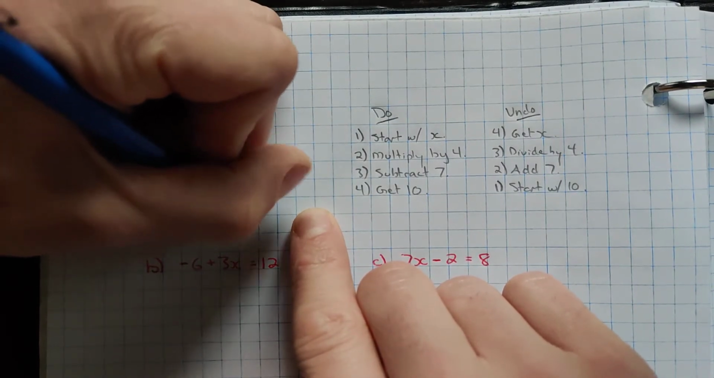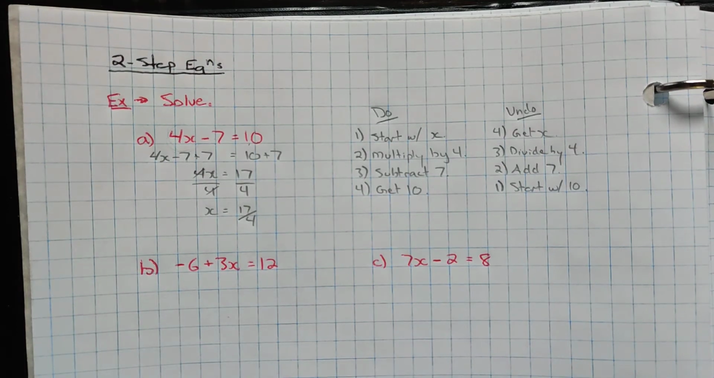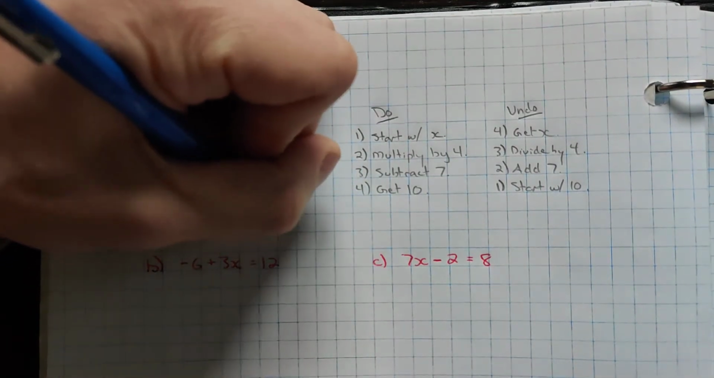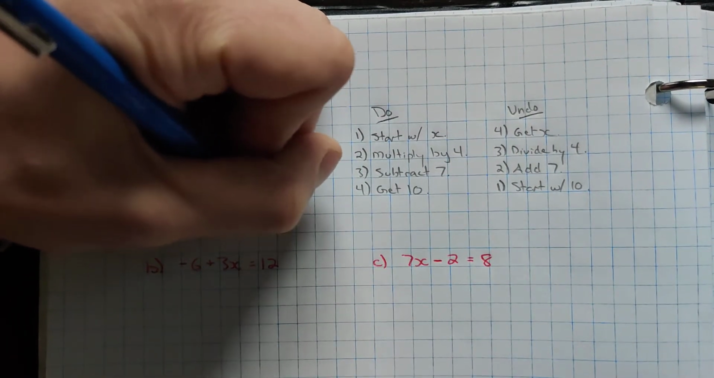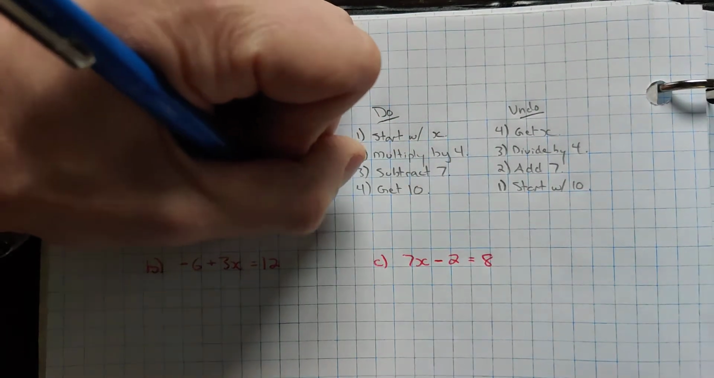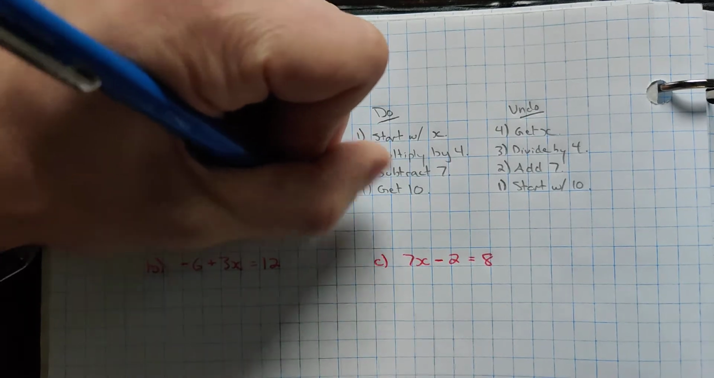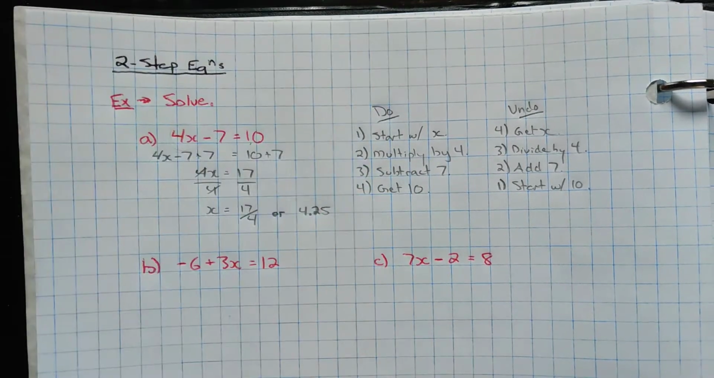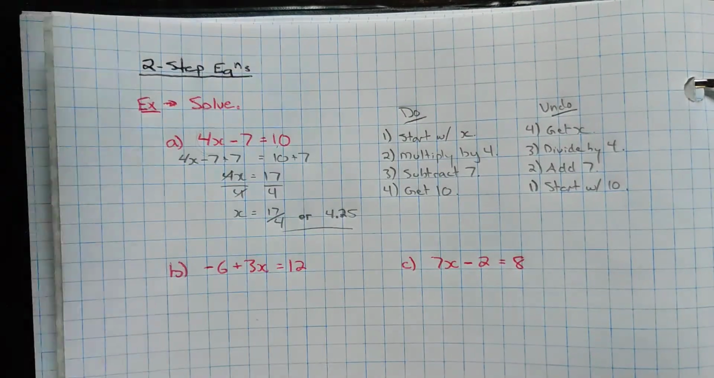which is perfectly fine. I like fractions, so you can leave 17 over 4. Or if you are still fearful of fractions, you could get 4.25 as a decimal. So both of those are acceptable answers in that case.